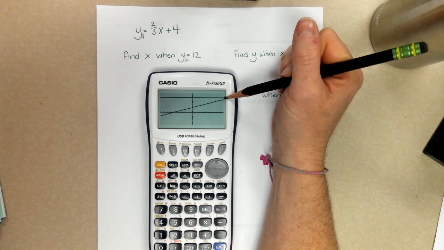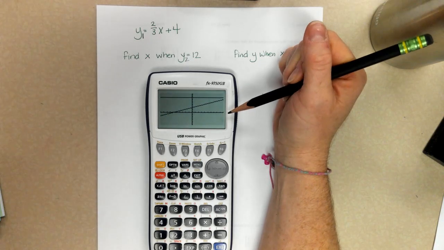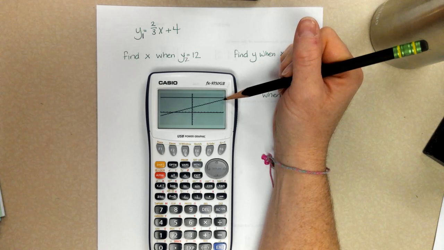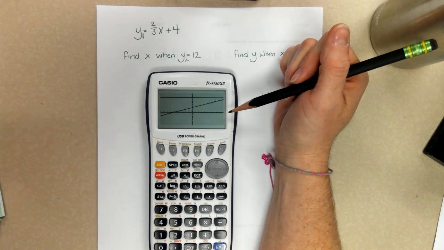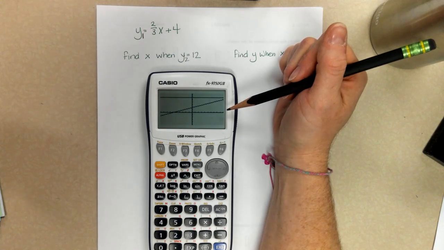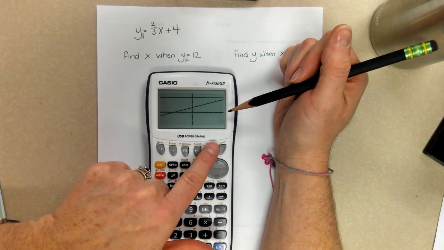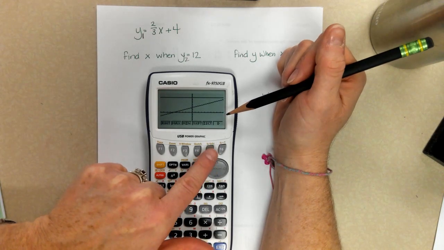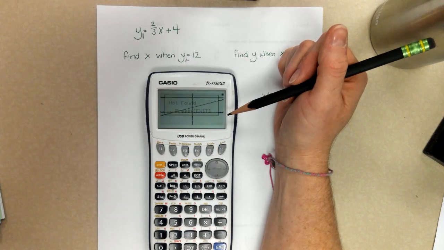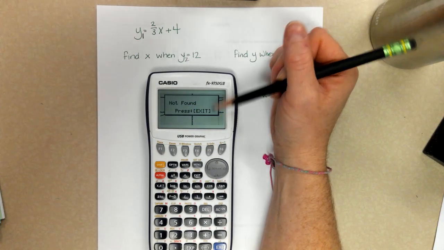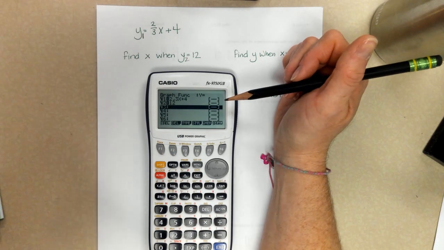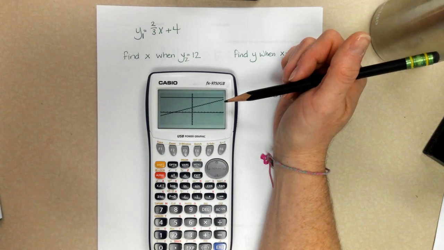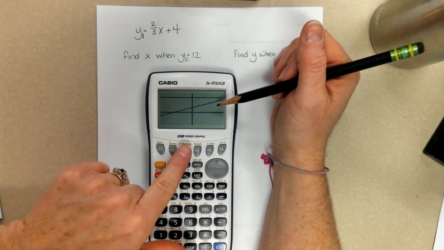Oh, there it is. Alright, what's our problem now? Do they intersect? No. So, I don't know if it'll find it. Let's try intersection, F5, F5. Yeah, it says not found because we literally can't see it. It can't find it. So, we're back to the window again.